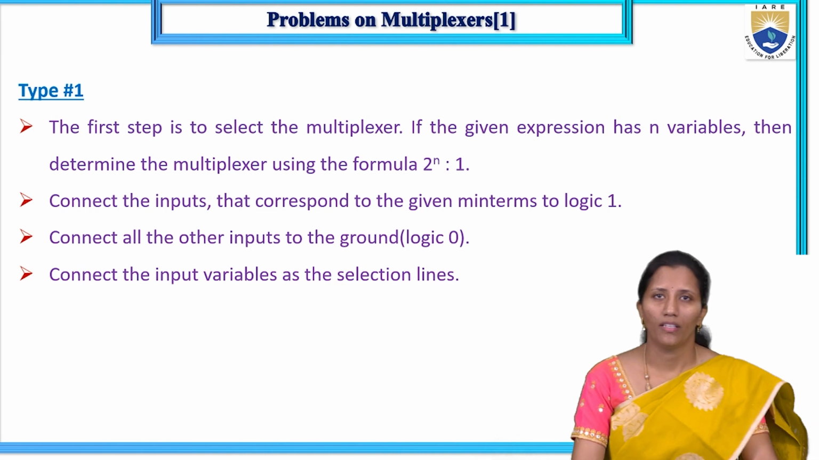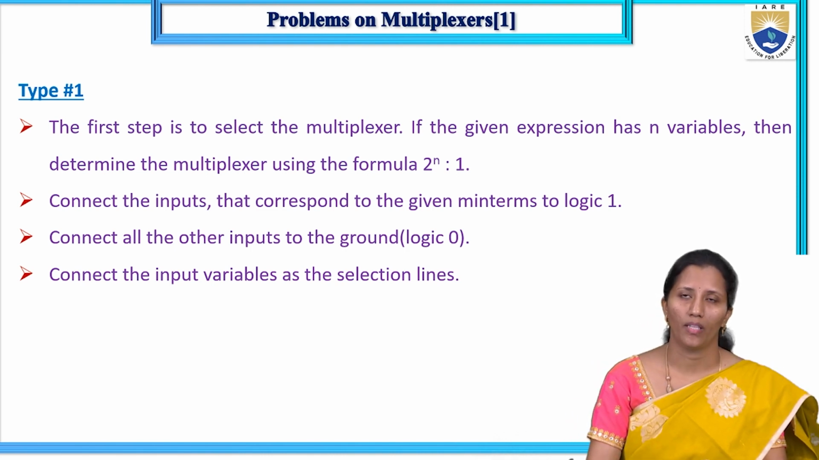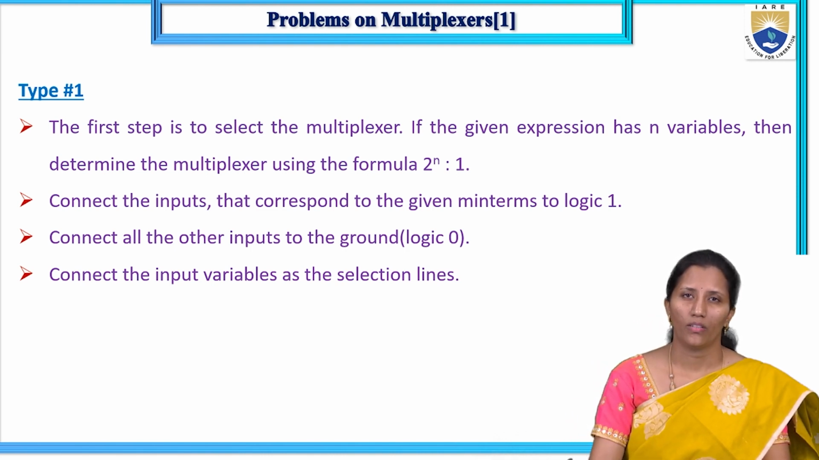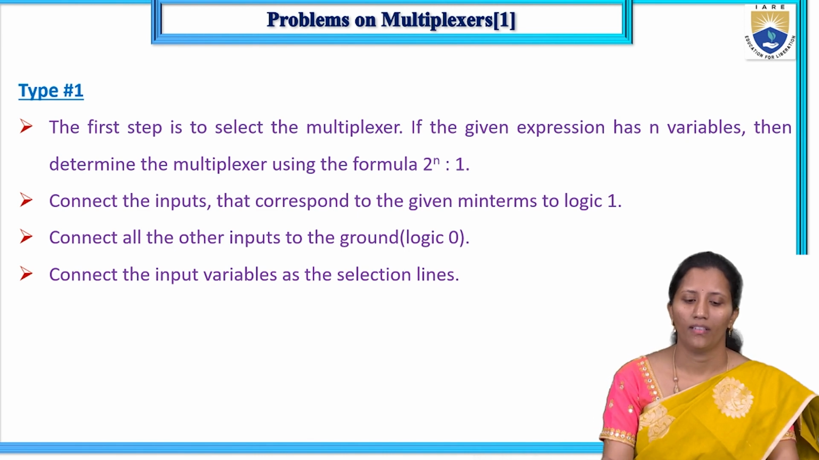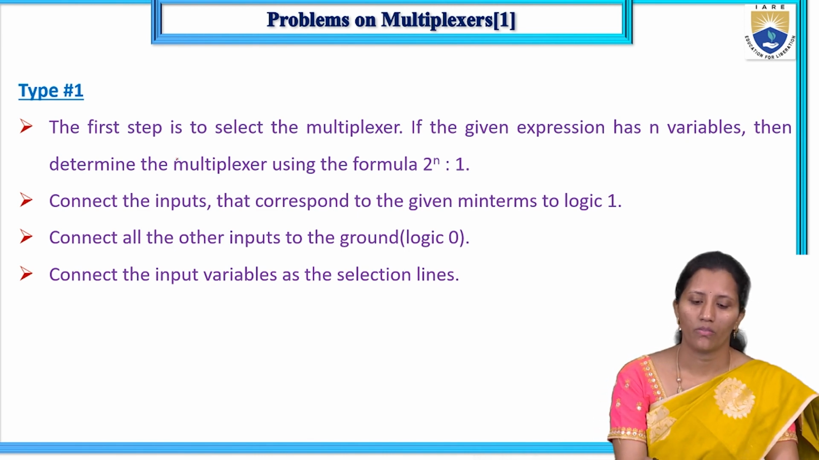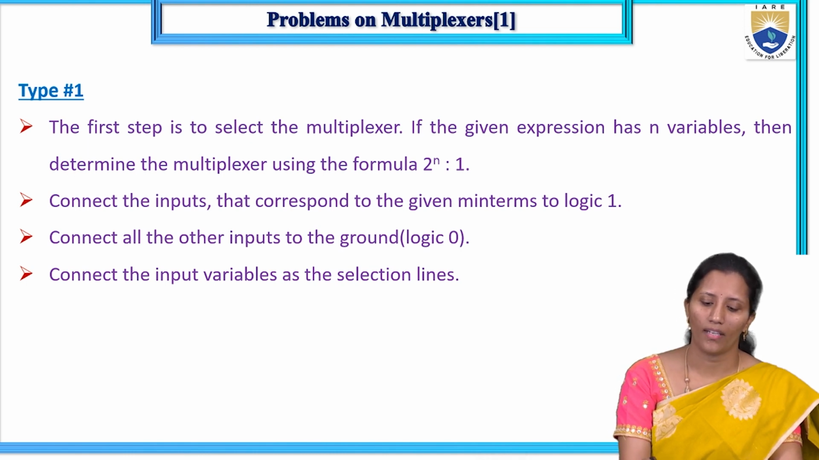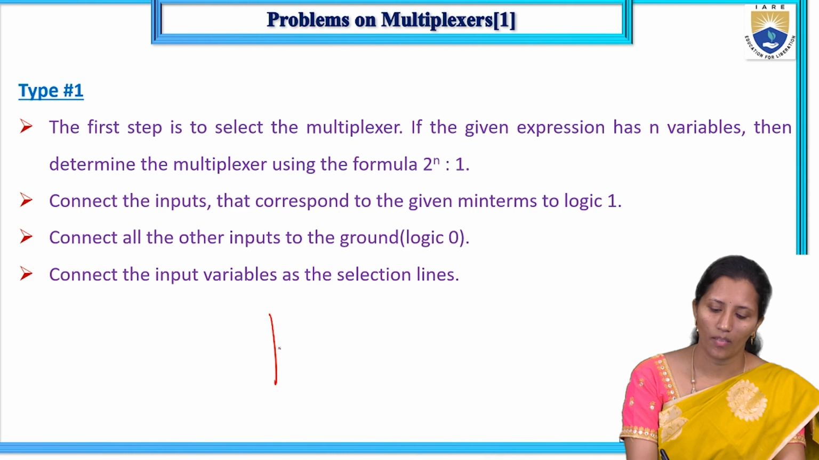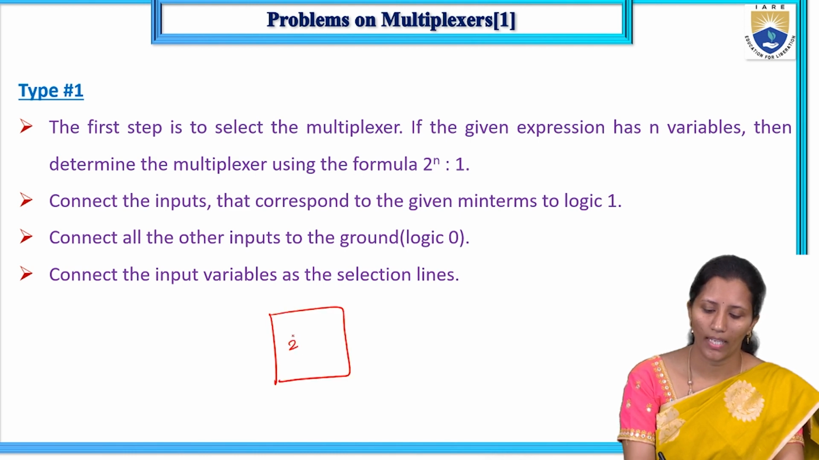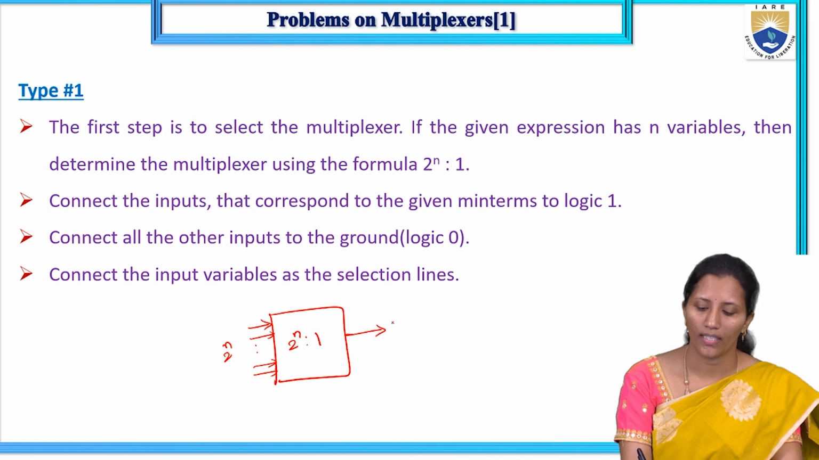In the first type of problems on multiplexer, the first step is to select the multiplexer. If the given expression has n variables, then determine the multiplexer using the formula 2 to the power of n. Already we know what a multiplexer is. A multiplexer consists of 2 power n inputs and 1 output, that is f.